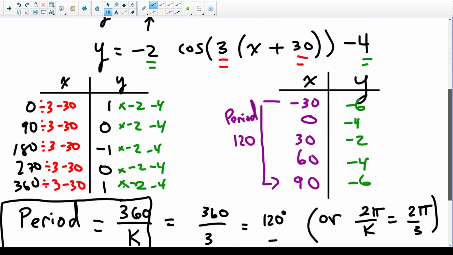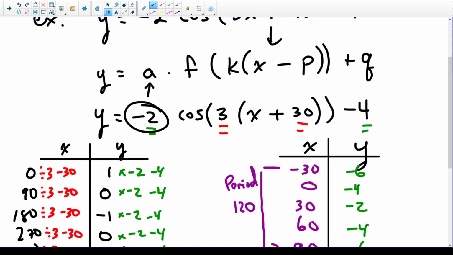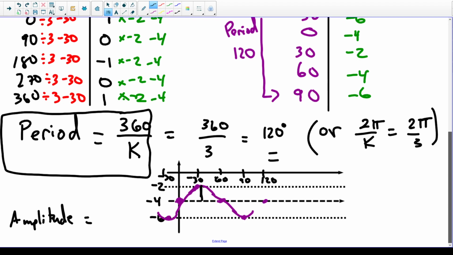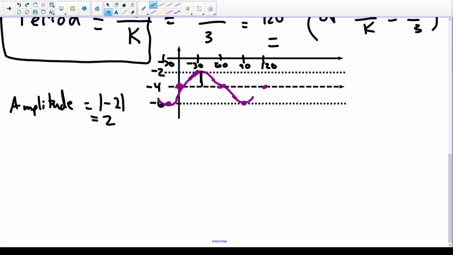But I didn't need to do the graph to do that. This is A. A stands for amplitude. Now, it's an absolute value, all right? So the amplitude is the absolute value of negative 2, which is 2 in this case. What is the phase shift?